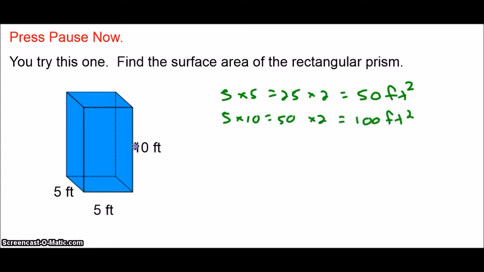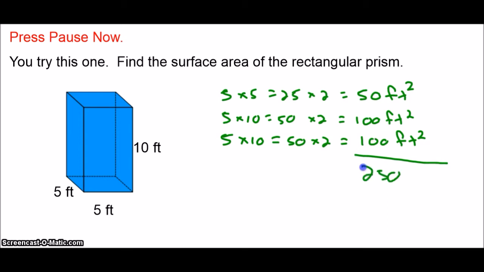So we've done top, bottom, front, back. We need to do the left and the right. Oh, look here. The left and the right are the same as the front and back. So we've kind of done that work already. It's 5 times 10, but I'll write that down again. So the two sides give you 50. We're doubling it, so we get both sides, and we have 100 square feet. Total all 6 sides up, and we have 250 square feet.